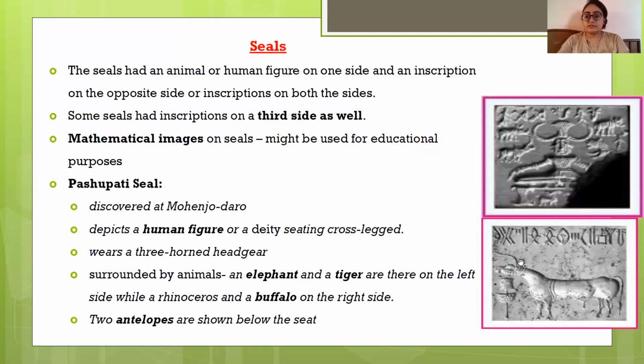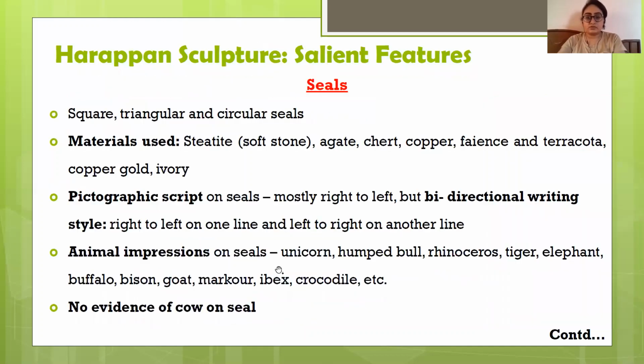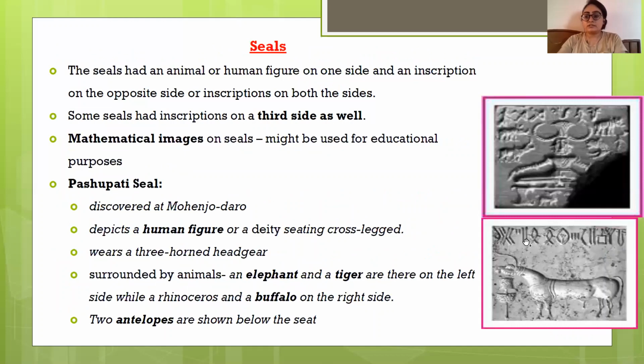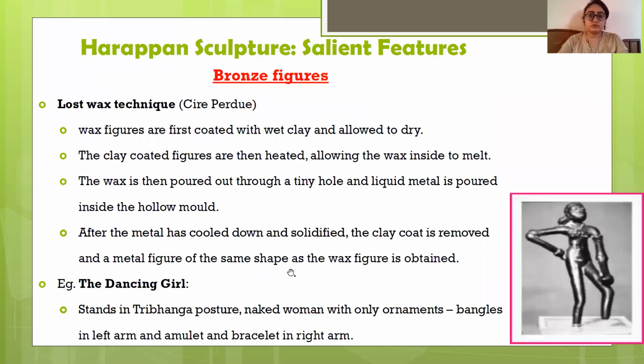And the other seal below it is the unicorn seal that we have seen earlier. You have seen, right? Unicorn is used on animal seals. So here is a seal with a unicorn. Fine. Now we are done with the seals. We'll move on to the bronze figure.